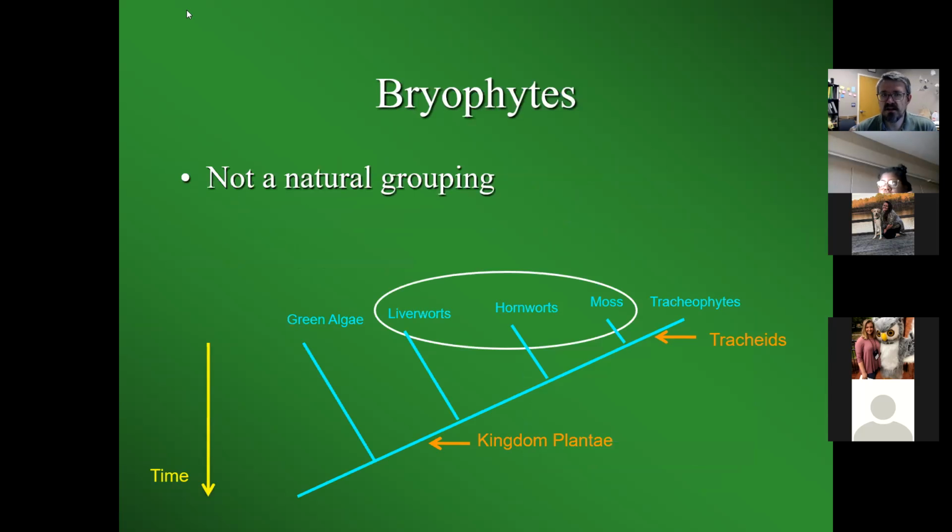Now, bryophytes are not a natural grouping. They do not include the rest of the tracheophytes. For this to be a completely natural monophyletic grouping, it would need to include tracheophytes, which would be all of kingdom Plantae. So basically, when we talk about liverworts, hornworts, and moss, they are separate lineages that we lump together for ease, because they're more alike than they're different in some ways.